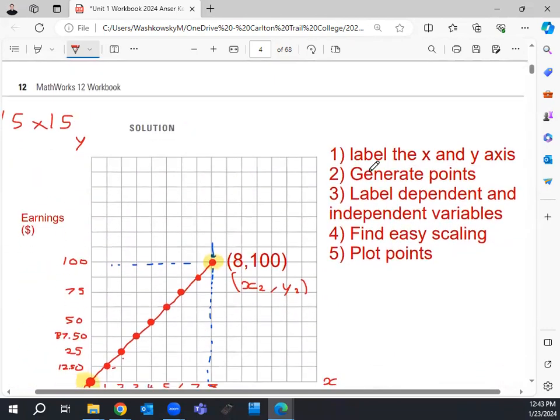And again, this is in that recording in case you don't have it. But you're going to label the X and Y axis. We're going to generate our points. We're going to label the dependent and independent values. We've done that already. We've generated our points. We're going to find an easy scaling, and then we're going to plot the points. So all we have to do is label our X and Y axis. We have to find our scaling, and then we have to plot our stuff.